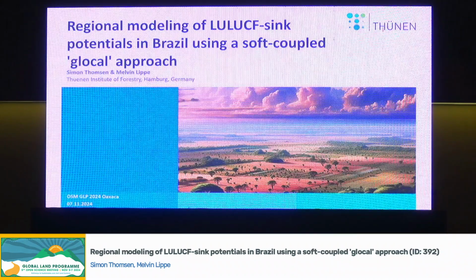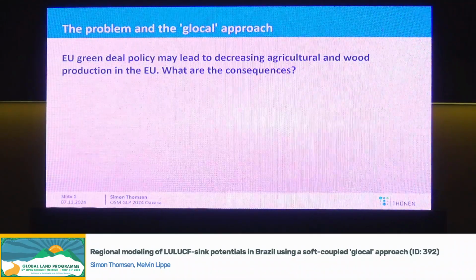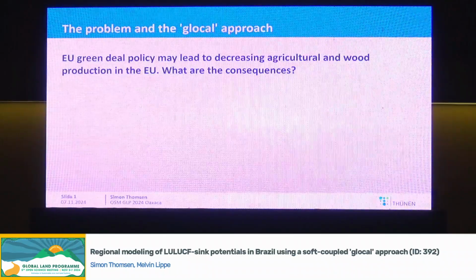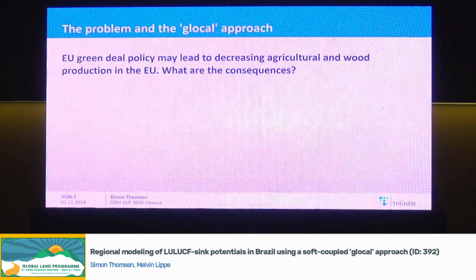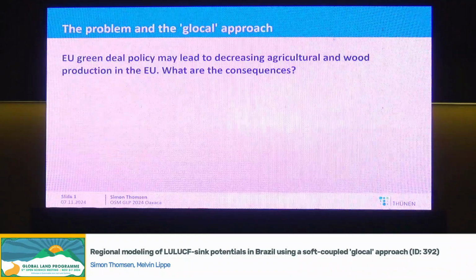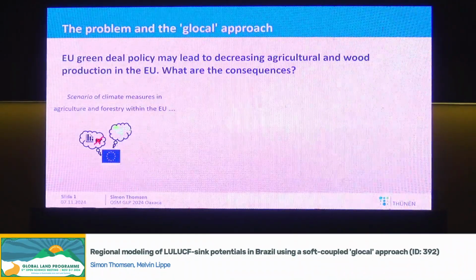I'm going to talk about regional modeling of LULUCF potentials in Brazil using a soft-coupled local approach. What do we mean by that? We're focusing on the EU Green Deal policies, and these policies may lead to decreasing agricultural production and also production of wood in the EU. What are the consequences? The consequences could be production shifts, production leakage to third countries. And what are the problems with that?